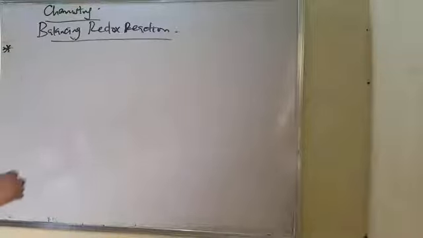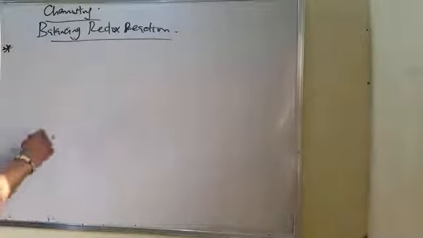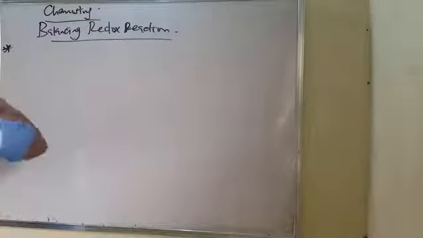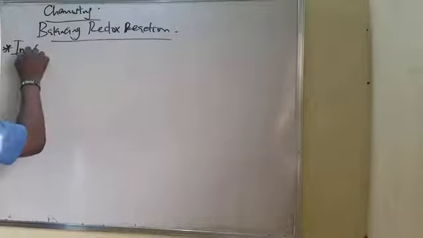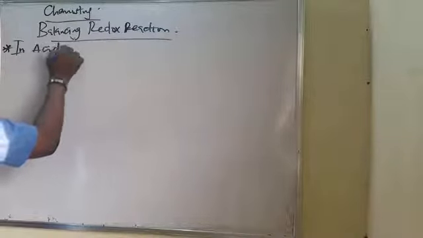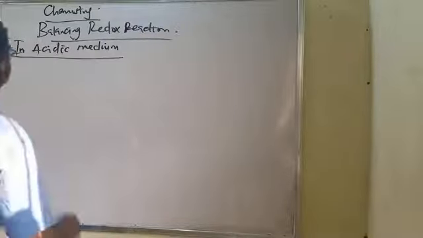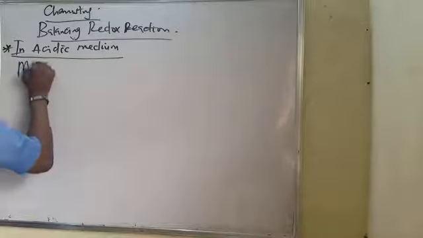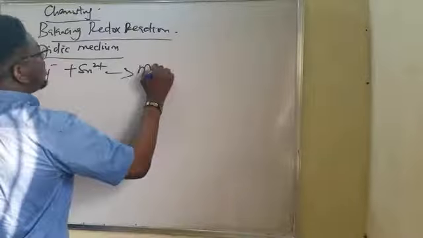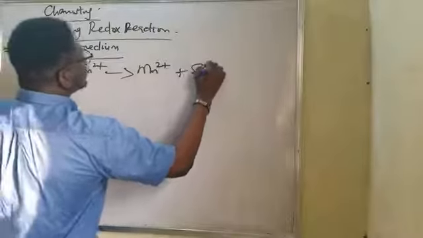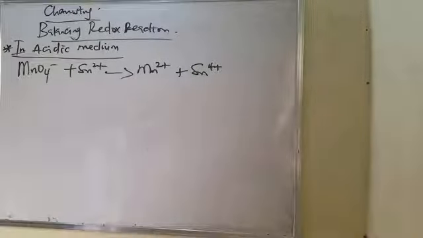Please do well to check the steps for balancing that were discussed in our last class, because it was actually detailed for you to understand it. So today we are talking about balancing in acidic medium. Let's assume we have a question: MnO4 minus plus Sn2 plus to give Mn2 plus and Sn4 plus.